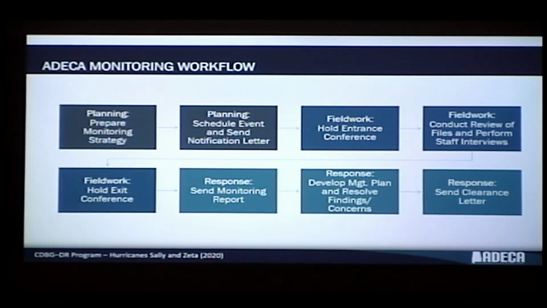Then we go back to the office and we draft and send the monitoring report. It outlines everything we found, good and bad. Then you'll work with your grant manager to develop what's called a management plan. It's not an overly constructed thing. It's basically talking to your grant manager about the report and saying, all right, this is how we're going to fix this one, this is when we're going to submit it to you. So you come up with a plan. Once you resolve all your findings, you get a letter from ADECA saying you're all done with that event, okay?